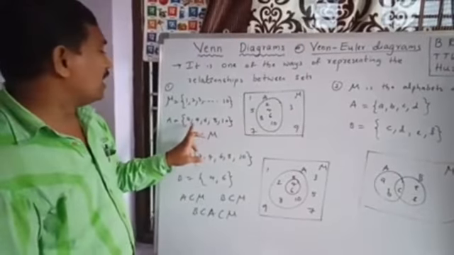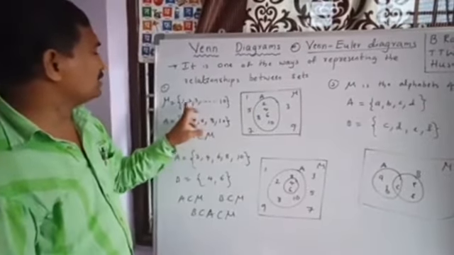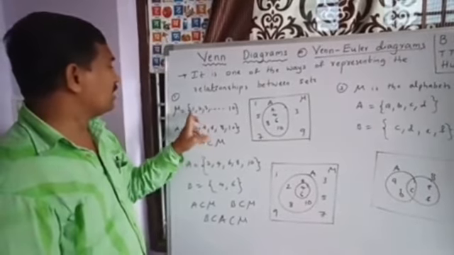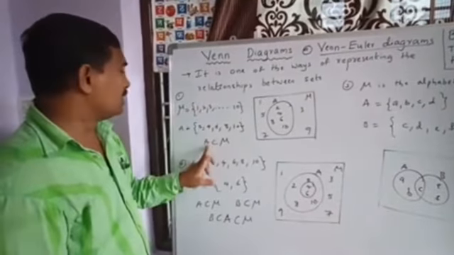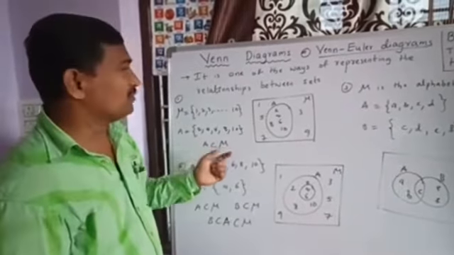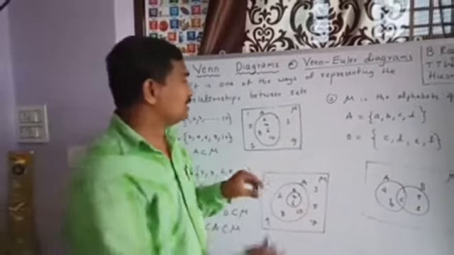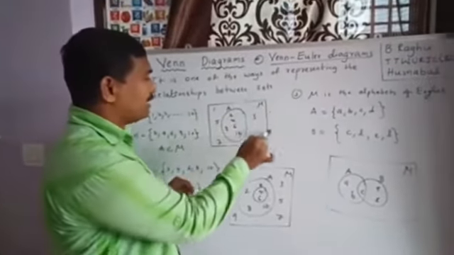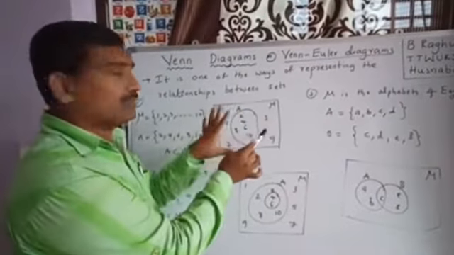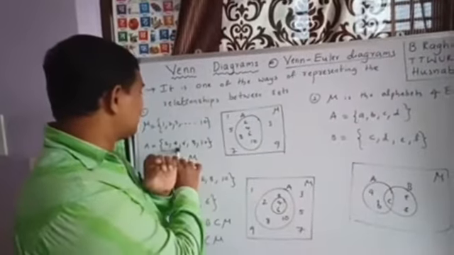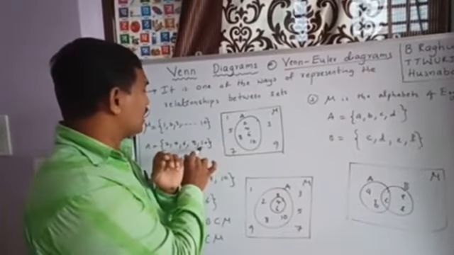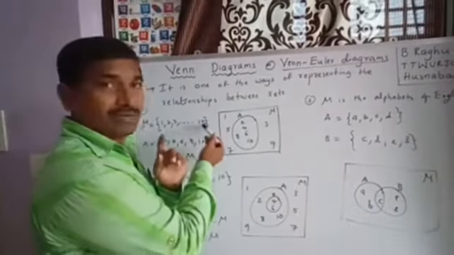So here all the elements of A are in the universal set. Every element of A is an element of the universal set, so A is a subset of U. This relationship we are showing with this Venn diagram. In this rectangle, these elements are there. So set A is a subset of the universal set, and all the elements of A are also in the universal set.